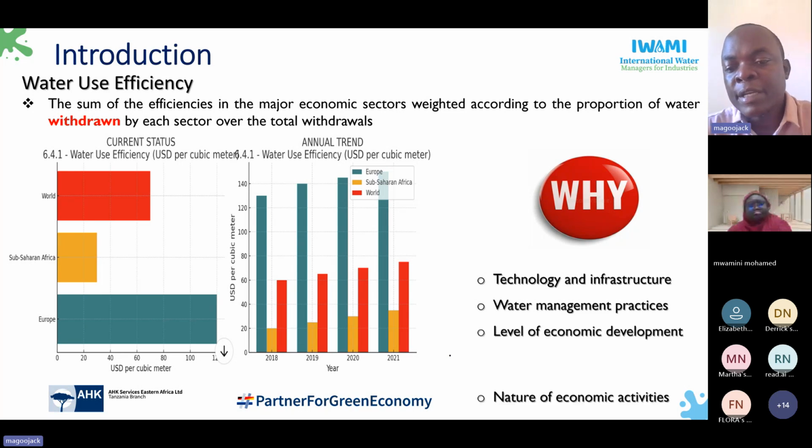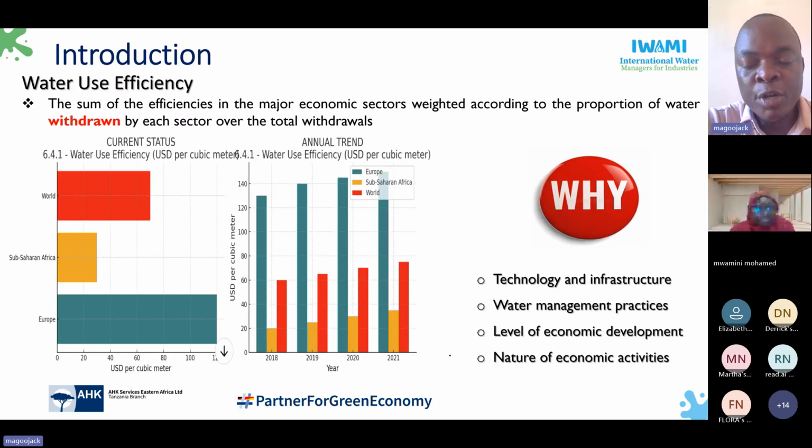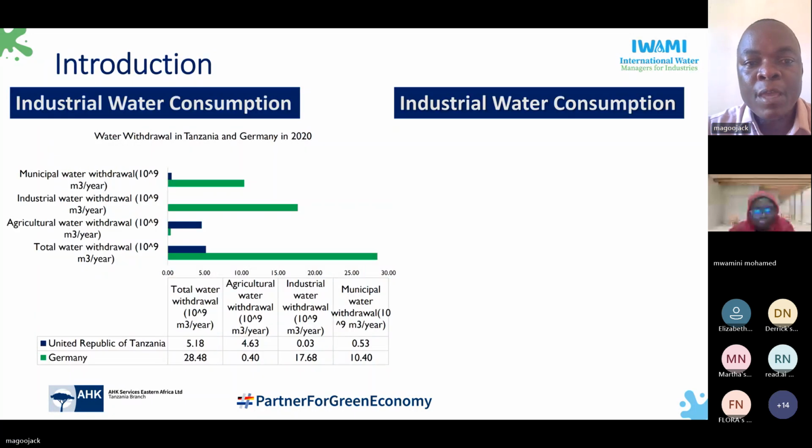And the last one is the nature of the economic activities. We know that in Africa, most of the economic activities in our countries depend on agriculture. So it means irrigation consumes a high amount of water, and such water is hard to return or recycle. So the water use efficiency in most African countries, especially sub-Saharan Africa, is too low compared to those in Europe. Industrial water consumption depends, as I said earlier, first on the kind of activities taking place within an industrial setup.